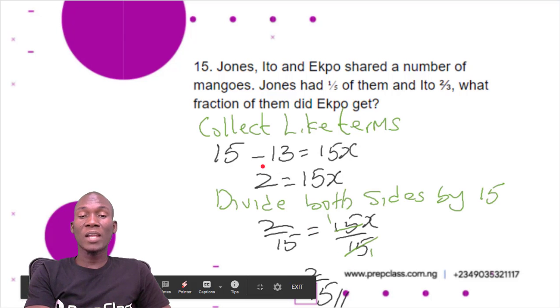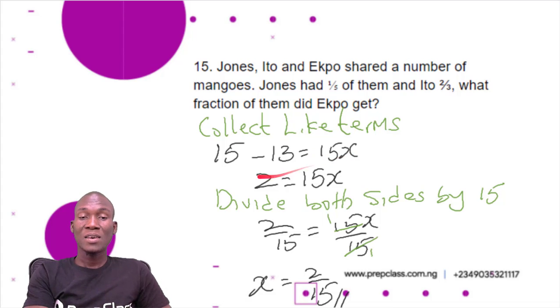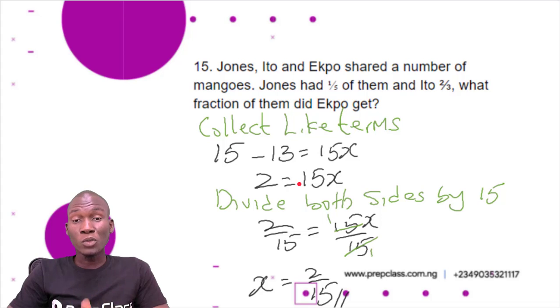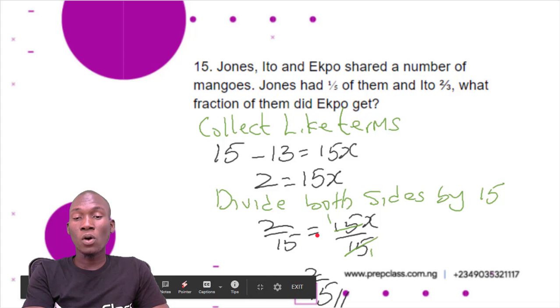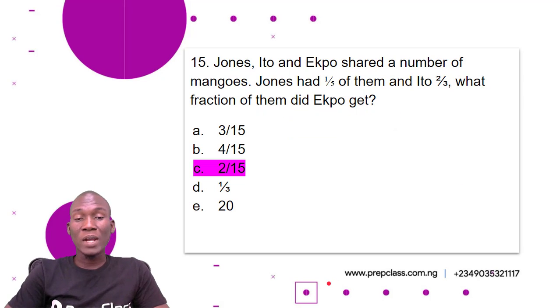The next thing is to collect like terms. So we have 15 minus 13 equals 15x. 15 minus 13 is 2, which is equal to 15x. Now what do we do now? We divide both sides by 15. Dividing both sides by 15, we have 2 over 15 equals 15x over 15. So here 15 over 15 is 1. So we have x equals 2 over 15. And the correct option is option C, 2 over 15.